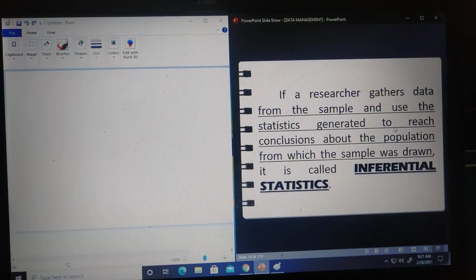Next, we have inferential statistics. If a researcher gathers data from the sample and uses the statistics generated to reach conclusions about the population from which the sample was drawn, it is called inferential. Ang inferential naman is hindi lang isang klase ang ginagamit. Okay? Ginagamit yung sample at saka yung population. Ito yung mostly ginagawa ng mga researcher, inferential. Mostly ginagamit ng mga researcher ang inferential statistics. Kumukuha na sila ng random sampling doon sa mga classes or doon sa mga respondents or doon sa population.